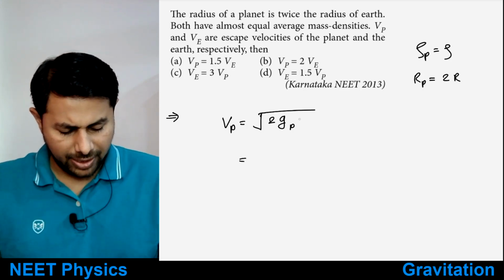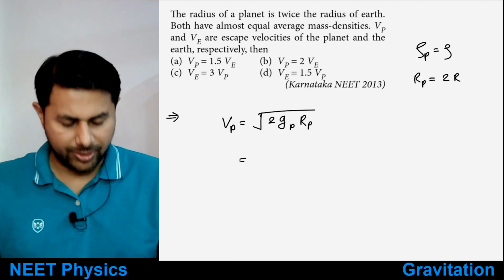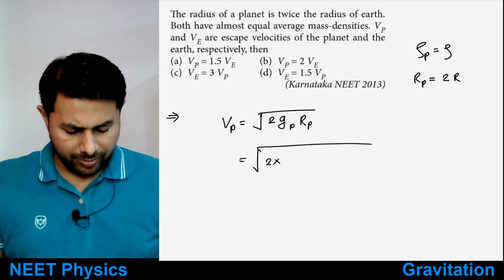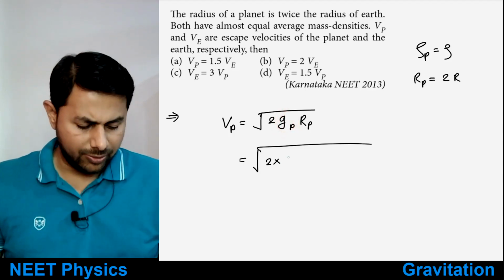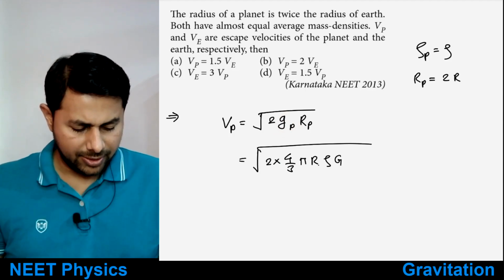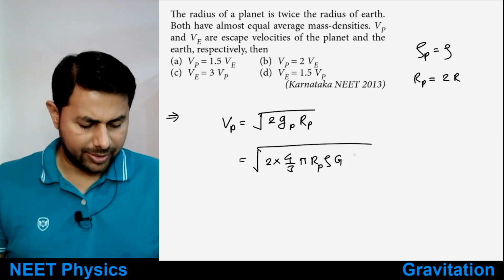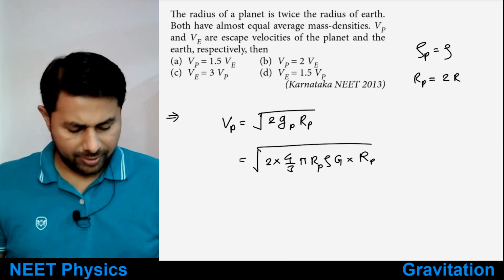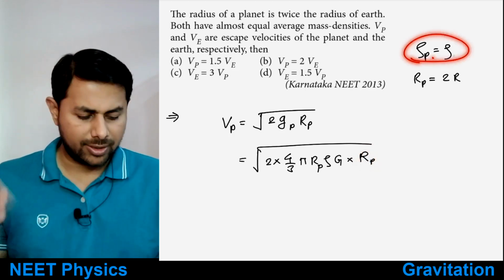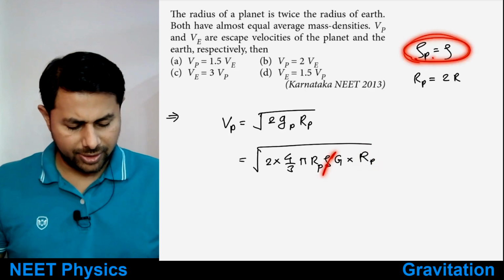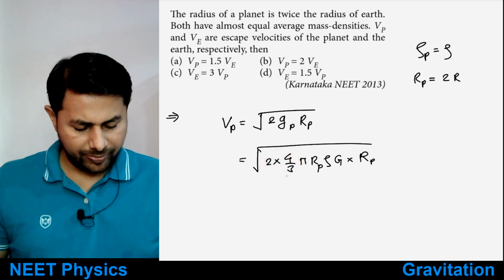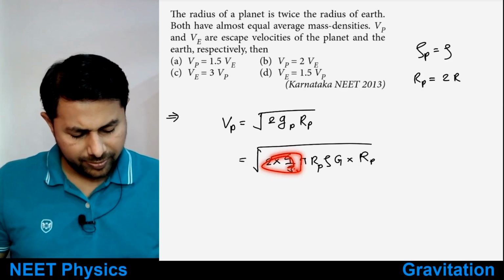but it will be g, rp, because we want to find out escape velocity of that planet. Then why did I use this one? Because I can substitute g is equal to 4 by 3 pi r rho g, right? So in place of r it will be rp, radius of the planet, multiplied by, once again, radius of the planet. Now density of planet is equal to density of Earth, so this thing can be considered as a constant. Then 4 by 3 pi times 2, that is also constant, right? So everything else is a constant.